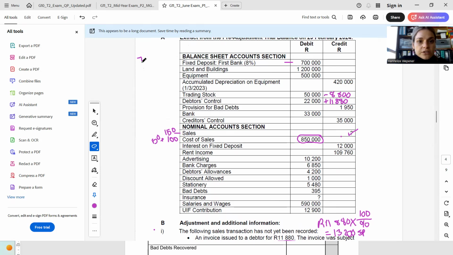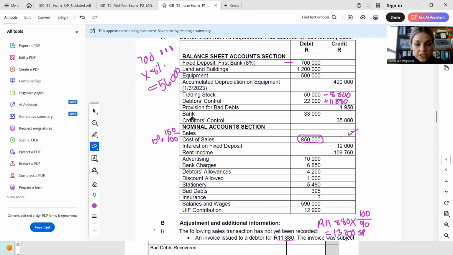So 700,000, there we go. 700,000 times 8%. And this was for the full financial year. And that then, let me just fix that. There we go. So 700,000 at 8% per annum. So 56,000 Rand is what you earned for the current financial year.